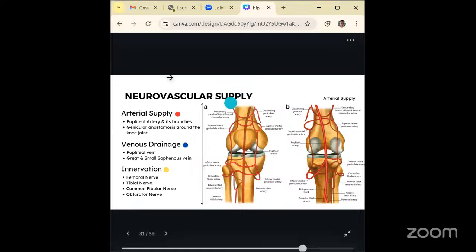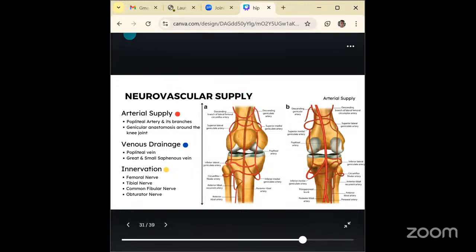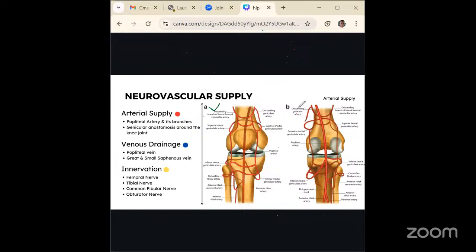So this A we are seeing here is the anterior view, and this B is the posterior view. See the large popliteal artery. You see how large it is, giving off different branches and the rest of it. And then in front, we can see the genicular giving off all these arteries. And then we can also see the popliteal vein.